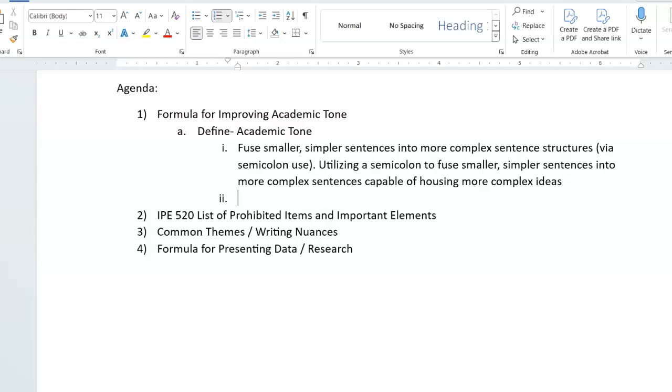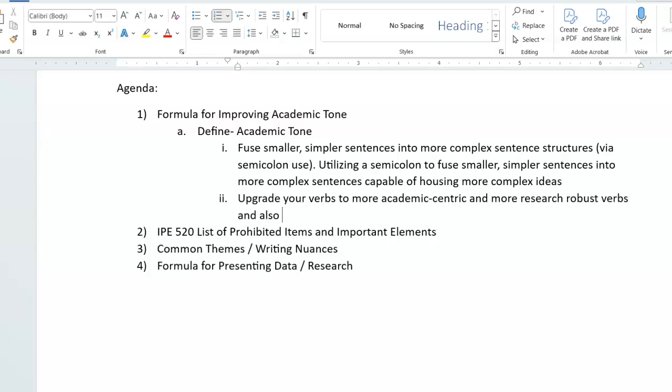Step 2, what's next? Upgrade your verbs to more academic-centric and more research-robust verbs, and also more applicable verbs.